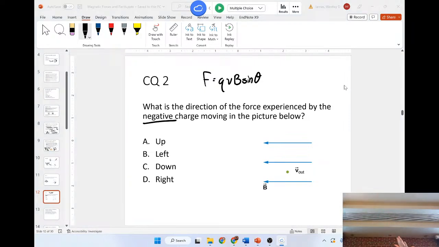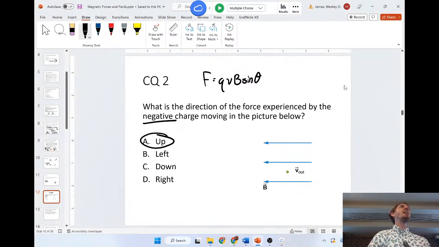You're going to see me do the exact same thing here. I'm still going to use my right hand. My fingers are going to point out. I'm going to turn my hand so that they can swing towards me. My thumb is pointed down, which is the answer we got last time. But remember, negative charges do the opposite. So if a positive charge experiences a force that's down, a negative charge will experience a force that's up.